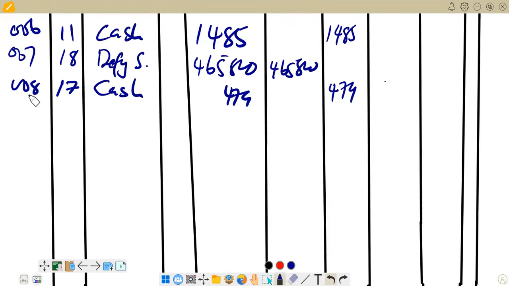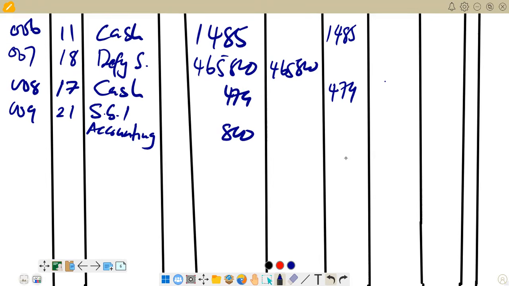So here is the payment journal. So what we are saying is, on documents there, we are going to put 009. Then on the date is 21. Then payee is SGI accounting. Then the amount is 800. And then this is going to the sundry. And the sundry section is here. So the amount that we have there for sundry is 800.